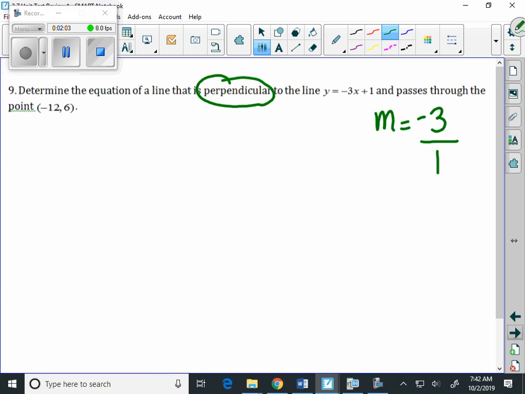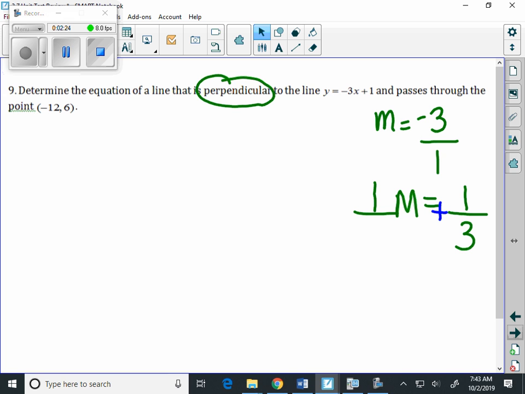But what's really important here is that we need the perpendicular slope. And the perpendicular slope means that we need to flip this fraction. That's why I wrote it as -3/1. So it's going to become 1/3 when we flip that fraction. And the sign is going to change to positive. And no, you don't have to write it, but I do want to illustrate that fact that it does become positive. Opposite reciprocals. One of the slopes has to be positive, the other one has to be negative, and vice versa.